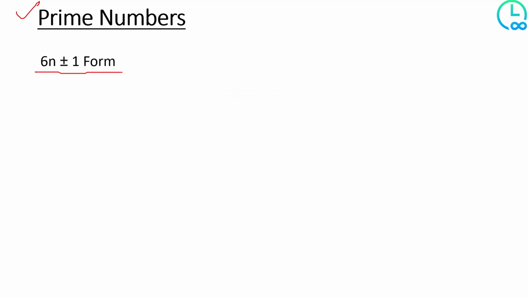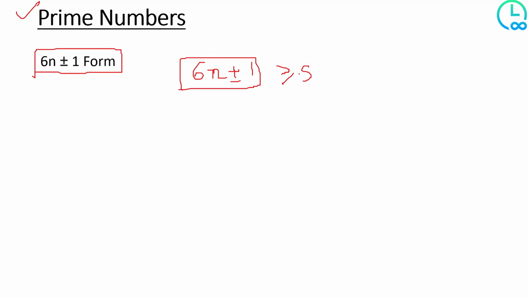Any prime number, note down this thing. Any prime number can be written in 6n plus minus 1 form, where n is a positive integer, or n is a natural number, you can say. And the condition is greater than or equal to 5. This will start with 5. Below 5, for 2 and 3, it will not be applicable. This starts from greater than or equal to 5.